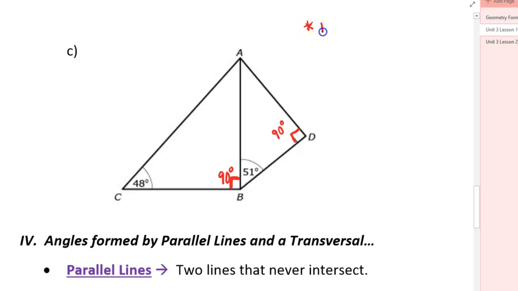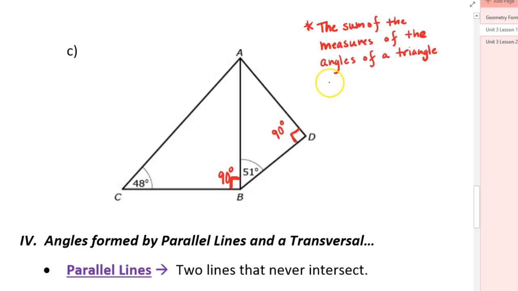Also remember what we talked about in class. The sum of the measures of the angles of a triangle is 180 degrees. So what I'm asking you to do is find the measure of this angle here and the measure of this angle here.